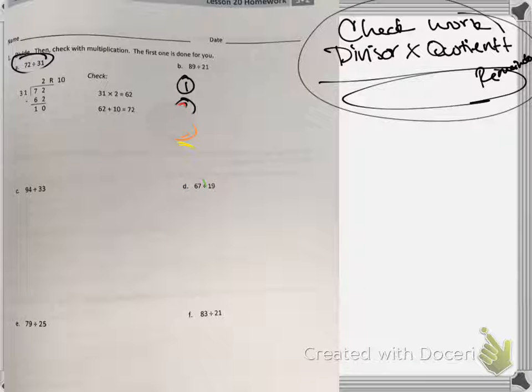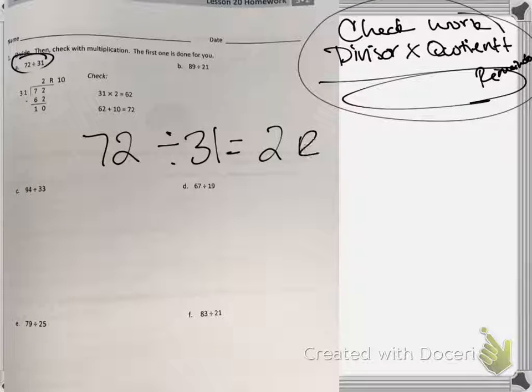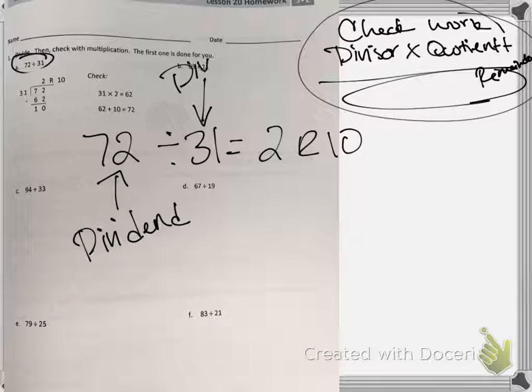And then they check their work. We need to remember in a division sentence that we know exactly what each part represents. So 72 is our dividend. 31 is our divisor. 2 remainder 10 is our quotient.